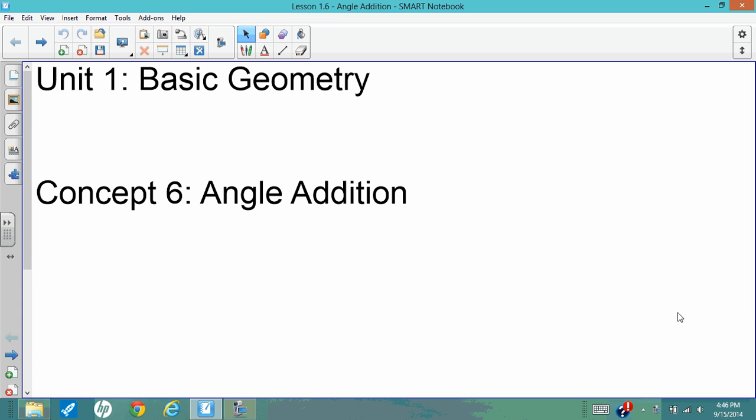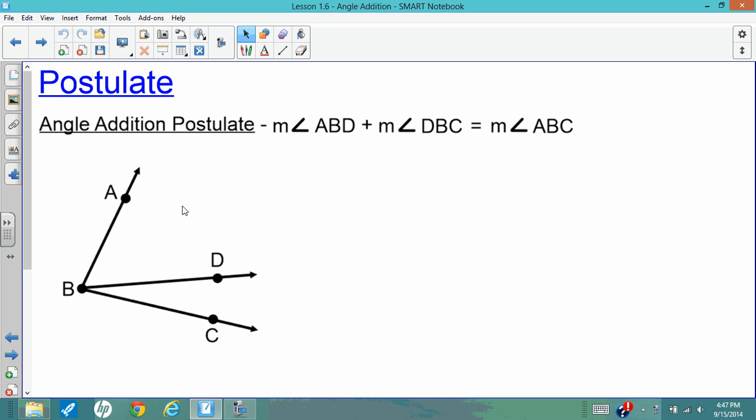Hey y'all, we're going to talk about angles a little bit more here, and we're going to talk about angle addition, which is very, very similar to segment addition. Instead of segments, we'll be talking about adding angles. So the first thing we'll do is talk about the angle addition postulate. Very similar again to the segment addition postulate, where we're adding two smaller angles to make one big angle.